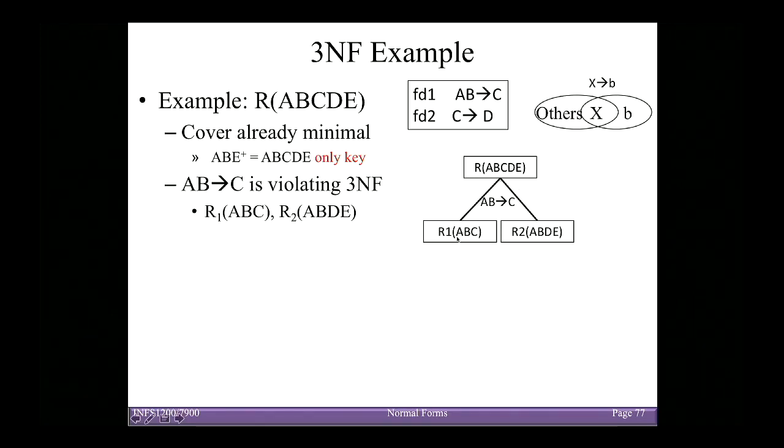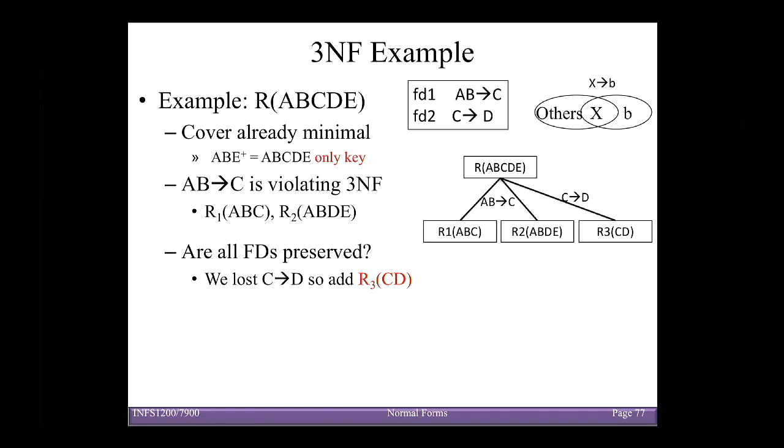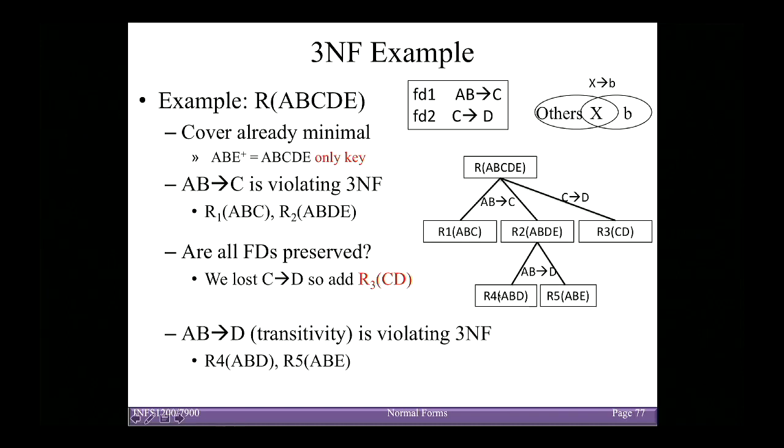I'm going to get R1, which is ABC, and R2, which is ABDE. Am I preserving all my dependencies? Am I preserving C determines D? C determines D is no longer being preserved, meaning I don't have a relation that has both C and D. Therefore, I'm going to introduce a new relation, R3 of C and D, which is going to preserve that dependency. Then I'm going to keep going. This is in 3NF. This is in 3NF. This is not in 3NF.